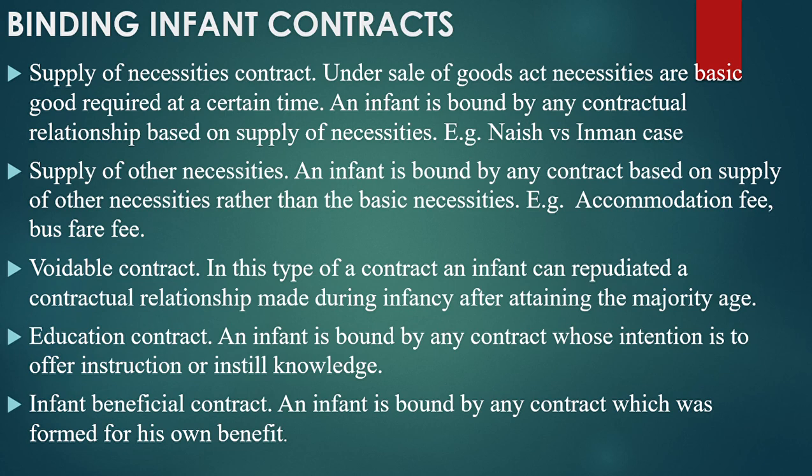An infant is bound by any contract based on supply of other necessities rather than the basic necessity, e.g. accommodation fee and bus fee. These are contracts which an infant is bound with. Voidable contract. In this type of contract, an infant can repudiate a contractual relationship during infancy after attaining the majority age. So the infant has the legal capacity of repudiating the contract after attaining the age of majority.